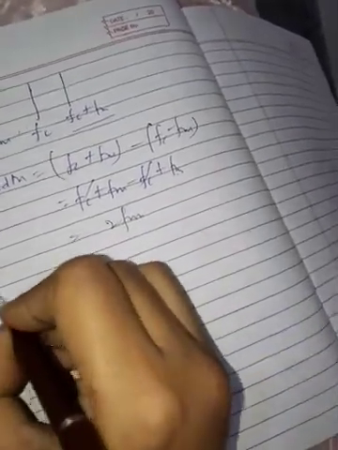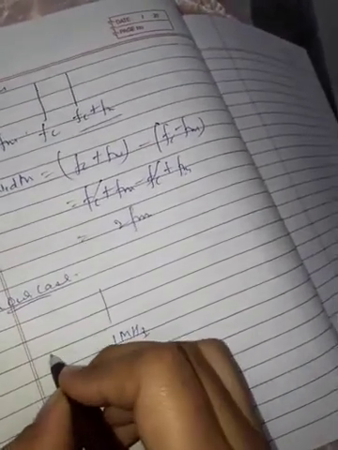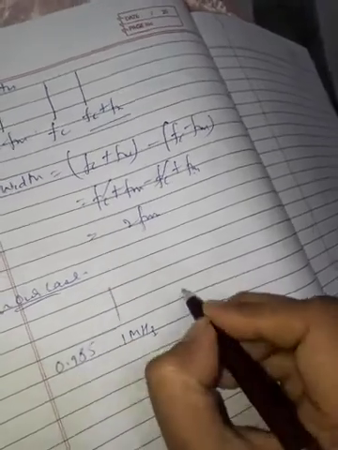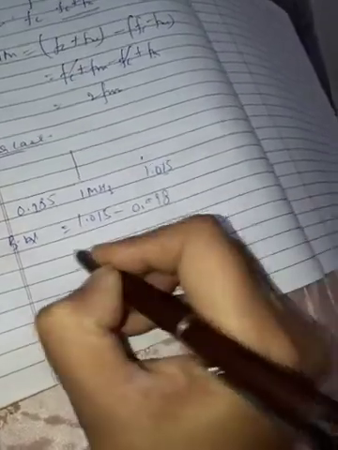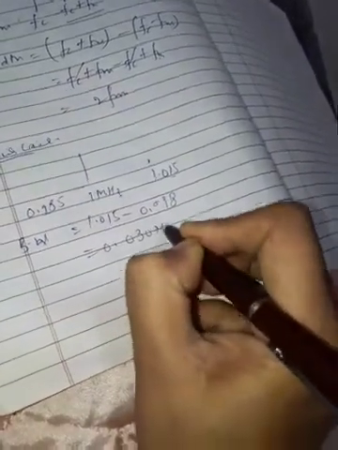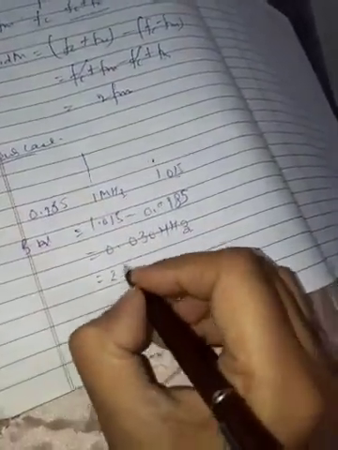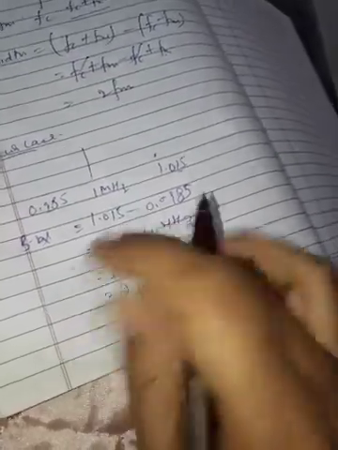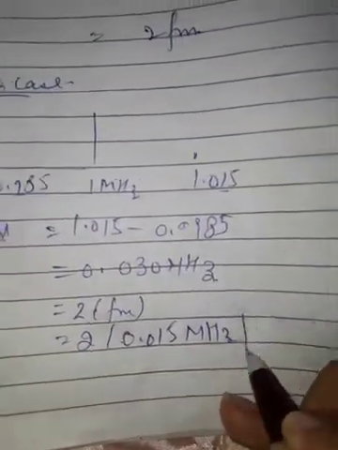So in our case, we took 1 megahertz. The lower sideband frequency was 0.985 and the upper sideband frequency 1.015. So what is the bandwidth? The bandwidth will be 1.015 minus 0.985, that is 0.030 megahertz. So the bandwidth is twice fm. What was fm? 15 kilohertz, which means 0.015 megahertz.